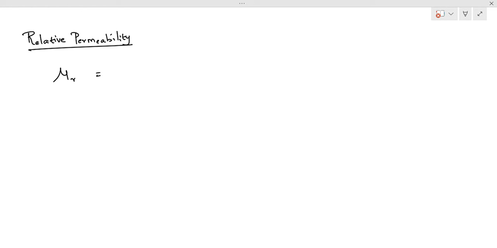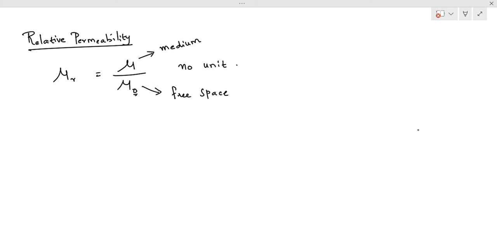Relative permeability, mu r, can be defined as the ratio between the permeability of the medium to the permeability of free space. It has no unit. Mu denotes the magnetic permeability of the material medium, and mu naught denotes the permeability of free space, or vacuum.